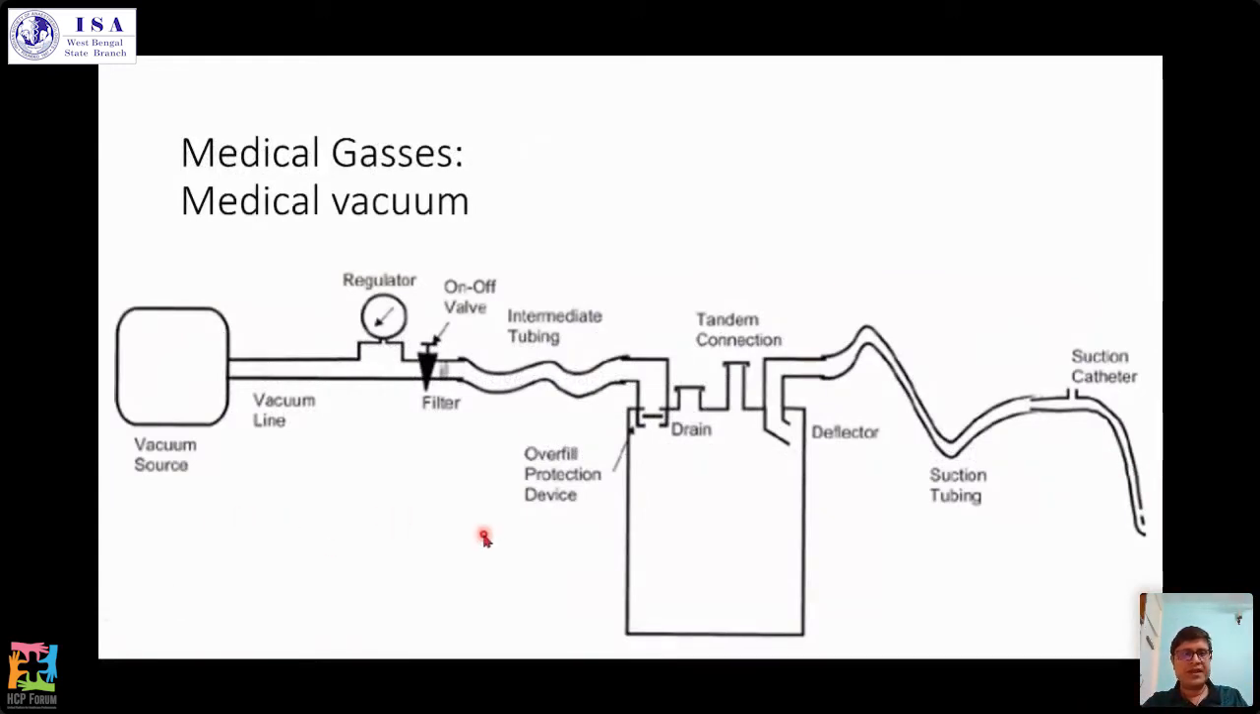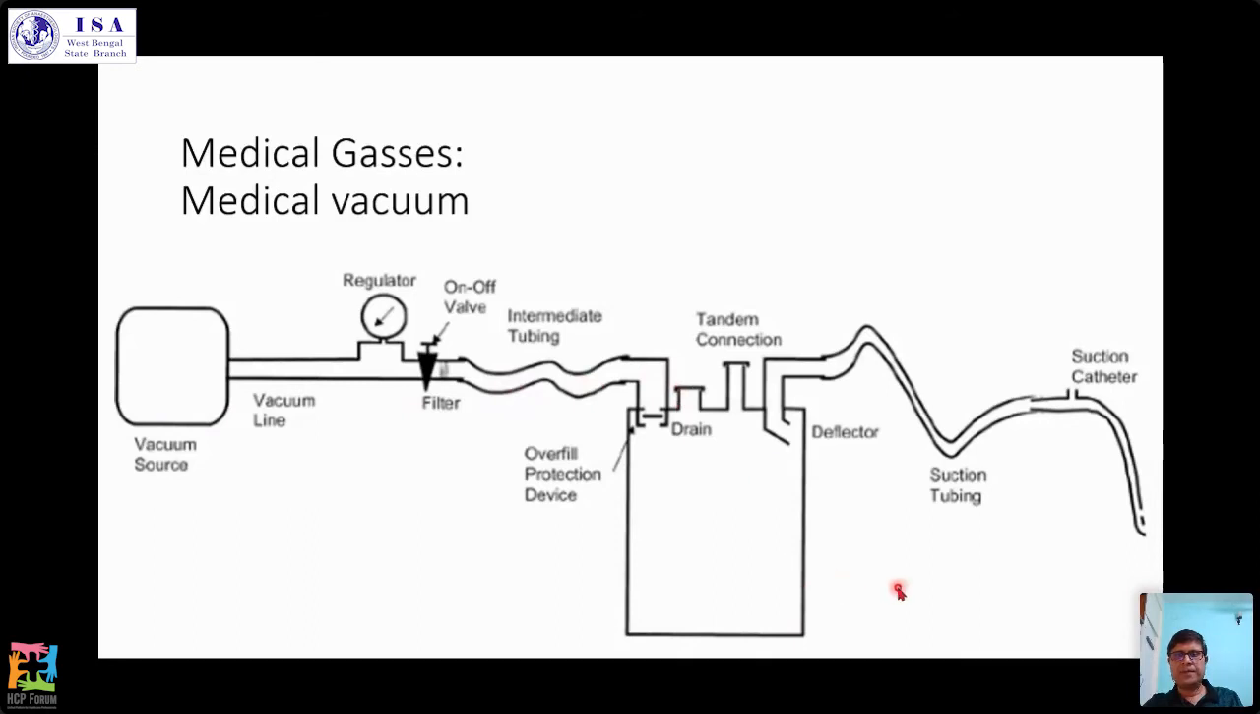This is how the schematic diagram looks like. We have a source of vacuum. There's a source of vacuum line. You have a regulator which regulates the pressure. These on-off valves are very important. They will be present everywhere. We'll be discussing these things also. There's a filter here which prevents things going into the vacuum source.